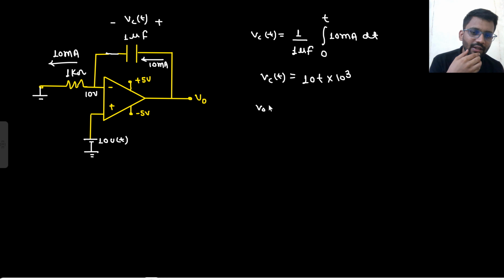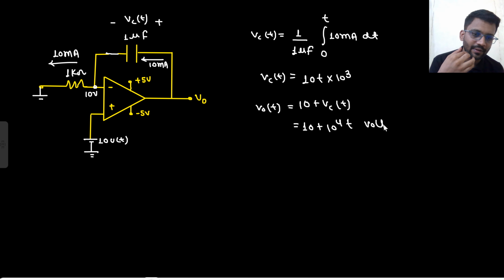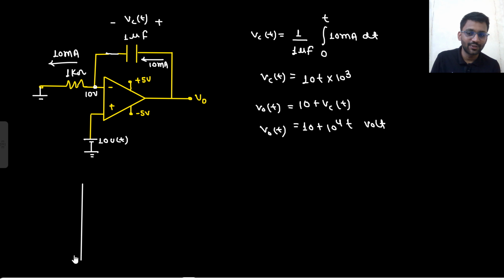And what would be your V naught T? V naught T will simply be 10 plus VCT. Or you can write 10 plus 10 to the power 4 t volt. Right? This will be your V naught T. So take special care of the V naught potential, because output is going to be saturated. Anytime output can be saturated.